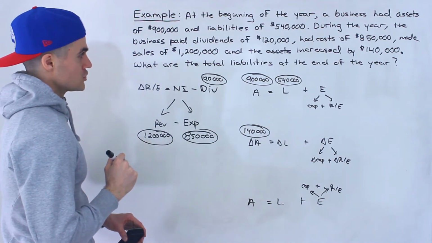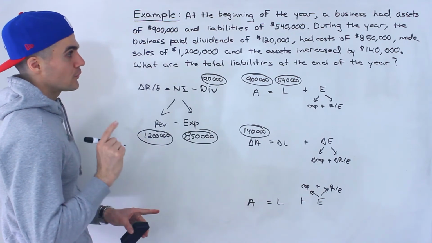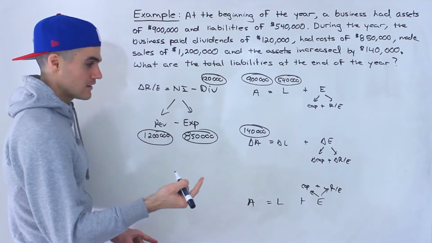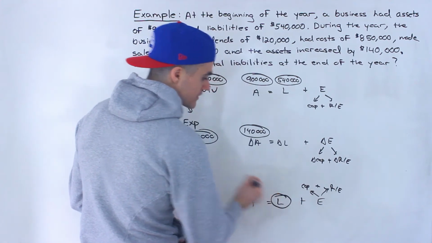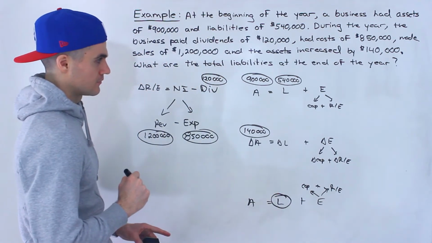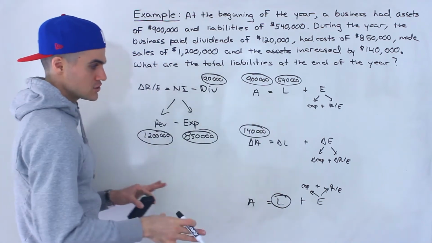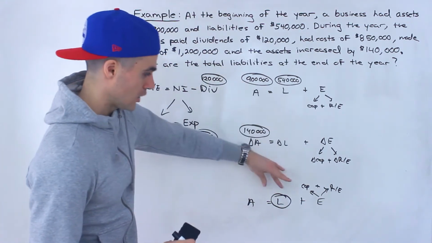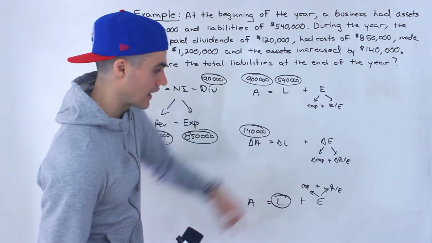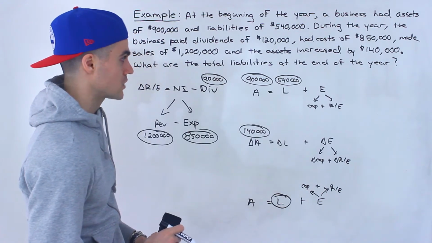And that's all the information that we're given. And they're asking, what are the total liabilities at the end of the year? So what are they asking for? They're asking for this over here. So given all of this information on the flow diagram, we have to somehow use it in order to get this ending liabilities here, that figure. That's what we're trying to get to.